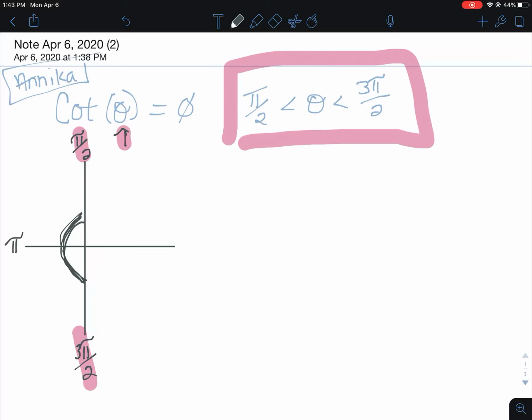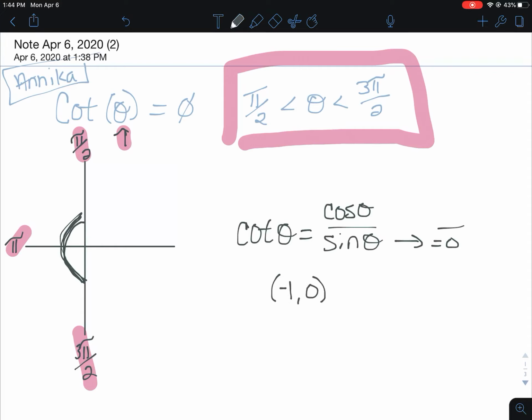Okay, so when we think about cotangent being undefined, well, we know that cotangent is the cosine divided by the sine. All right. So if I'm getting an undefined value, that means that sine has to equal 0 because I want to divide by 0. And the only place that happens is at pi, right? So that would tell me that the point -1, 0 is the point I want to use to find the other values they're asking for. Because cosine is -1 and sine is 0, that gives me a value of undefined.